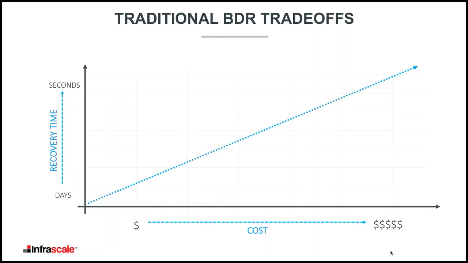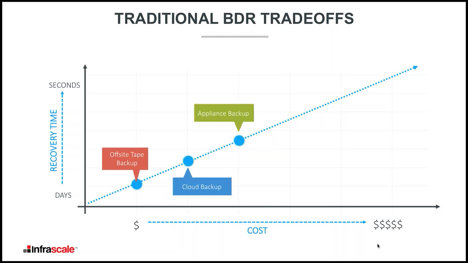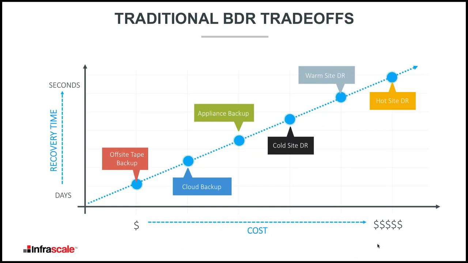Okay, so just how expensive is it? Well, that's going to depend. And historical disaster recovery invariably means trade-offs. So here we're looking at the cost along the bottom and recovery time, or RTO, recovery time objective, along the other axis here. Now, starting with offsite tape backup, of course, that's really cheap, but the recovery time takes days. And anywhere along this continuum, you have cloud backup, appliance backup, cold, warm, hot site DR. It just gets more and more expensive as you go along. So yes, the recovery time is going to be much faster, but you always have to make the trade-off between speed and cost.